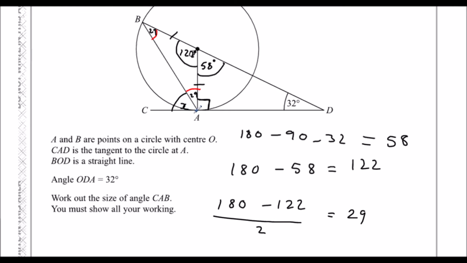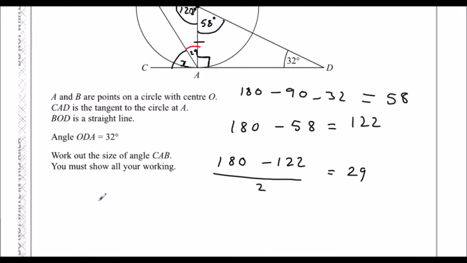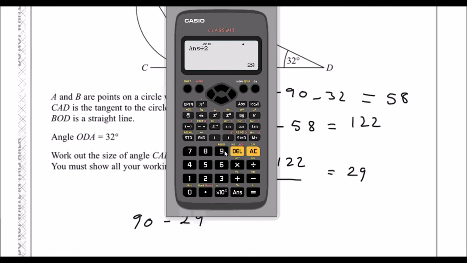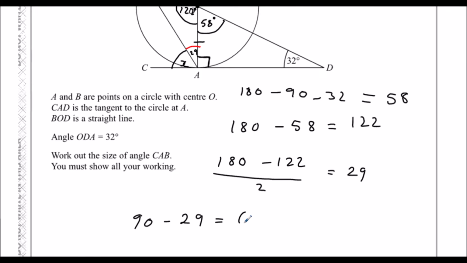And we've got a tangent meeting a radius. So x and 29 have to be 90 degrees in total. So 90 take away 29 is 61 degrees.